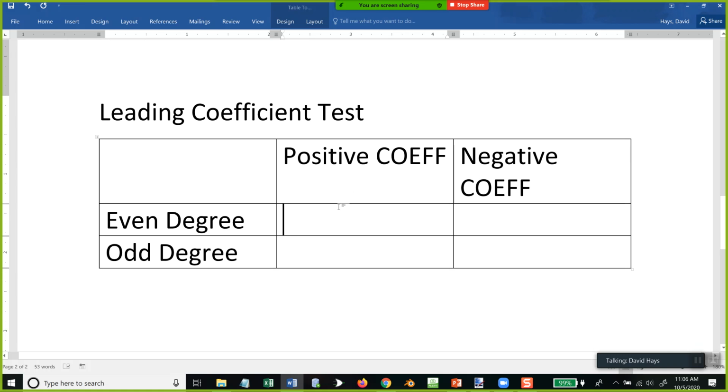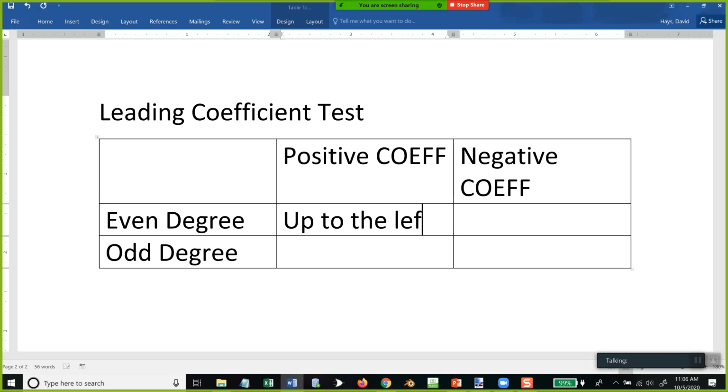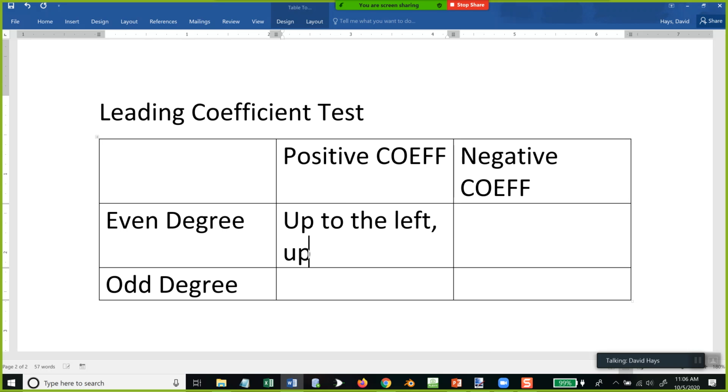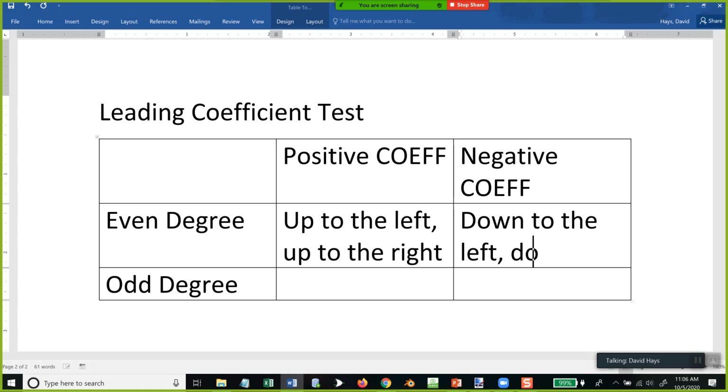Now, if we have an even degree and a positive coefficient, like y is equal to x squared, then that's going to tell us up to the left, up to the right. Now, this doesn't tell us anything about what's happening in the middle. All this is telling us is what's happening clear to the left, clear to the right. Now, if we have an even degree and a negative coefficient, like y is equal to negative x squared, that'll be down to the left, down to the right.